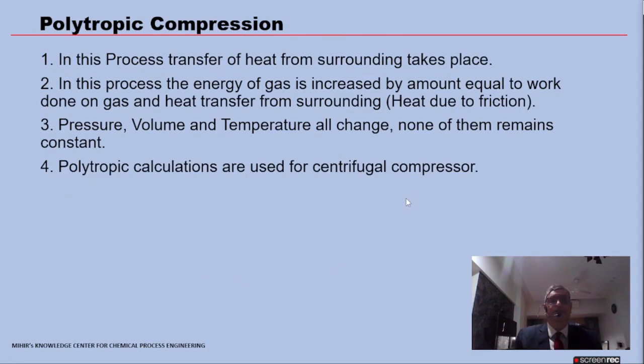Now, polytropic compression. In this process, transfer of heat from surrounding takes place. In this process, the energy of gas is increased by an amount equal to work done on gas and heat transfer from surrounding, that is heat due to friction. Pressure, volume and temperature all change. None of them remains constant. Polytropic calculations are used for centrifugal compressors.